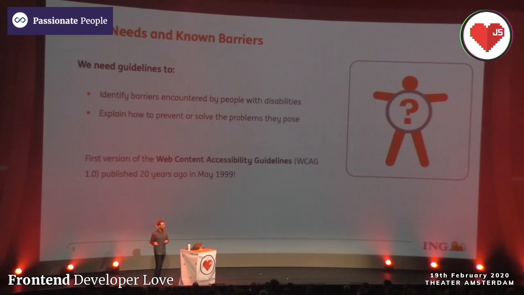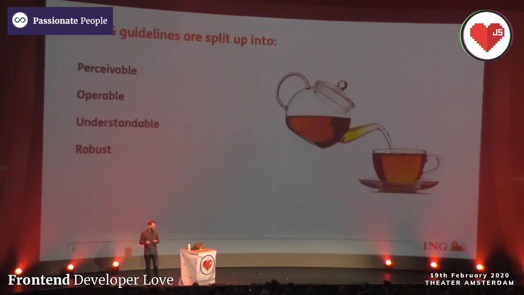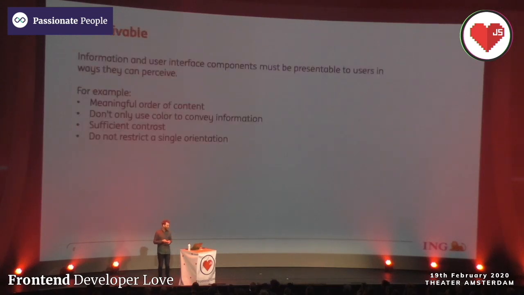So if you look at WCAG, that's how you pronounce it actually, the guidelines are split into a couple of categories. Perceivable, operable, understandable, and robust. P-O-U-R, POUR. So let's go into depth into those categories. Perceivable. Perceivable is really about information and user interface components that must be presentable to users in ways they can perceive them.